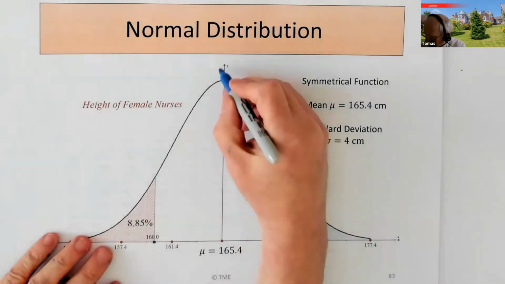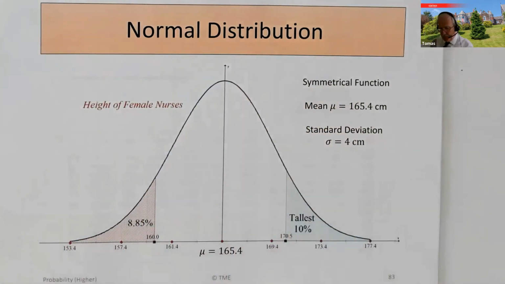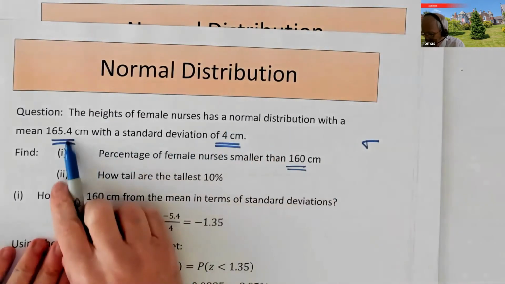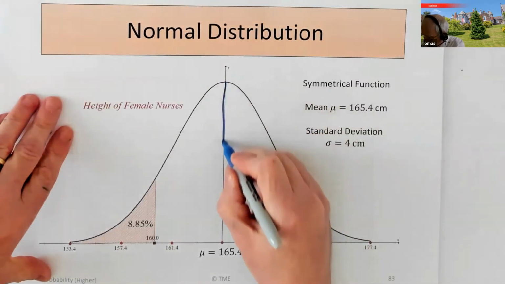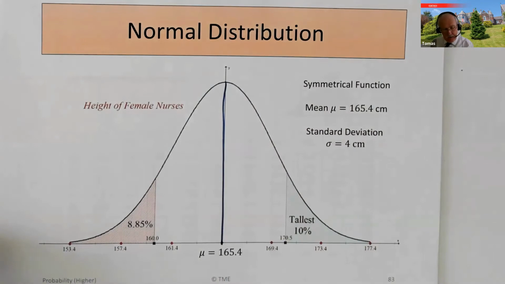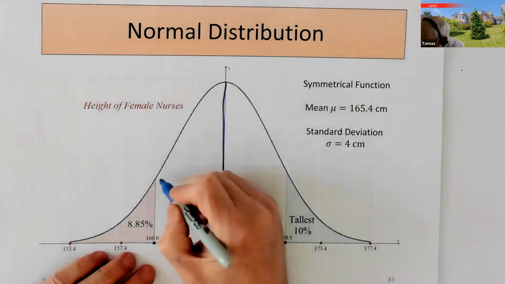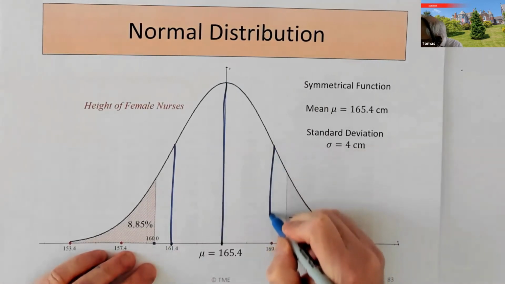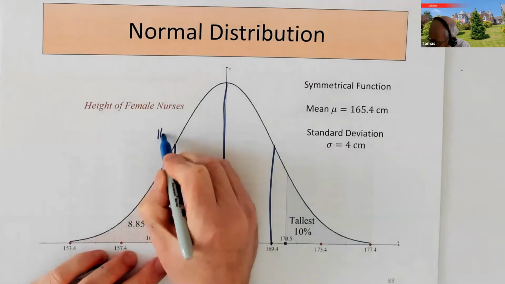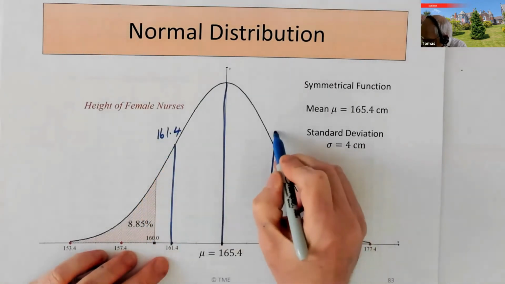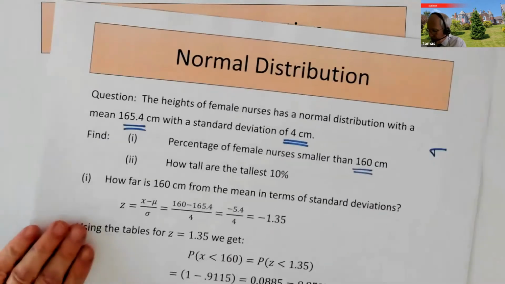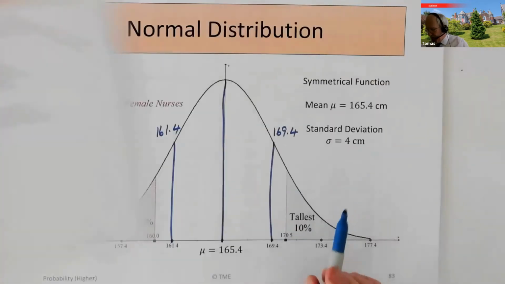So what we do is we draw the normal curve. It's always there for us. And we say that the average turned out to be 165.4. Now, the standard deviation was 4, so I'm going to go down 4 here and up 4 here. If I go down 4, I'm at 161.4. Here, I'm at 169.4. So these are individual heights of individual nurses. And I'm asked, what percentage of them are smaller than 160?